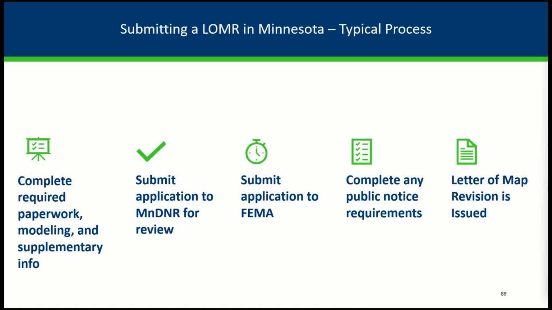Reminder that it needs the community acknowledgement form, so the community where the project is happening needs to sign off on the project. FEMA has to respond within 90 days on the notification of completeness. Typically, that is when you hear a response. It's not usually a lot sooner than that. So these are longer projects because of the lag time between submitting and hearing back from the FEMA reviewer. Any public notice requirements that are part of the project would get completed at this point. And then after the public notice requirements are met, the letter of map revision is issued.